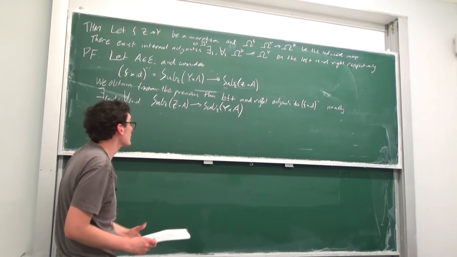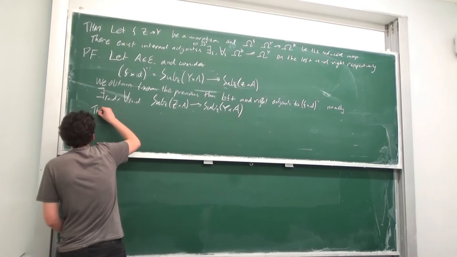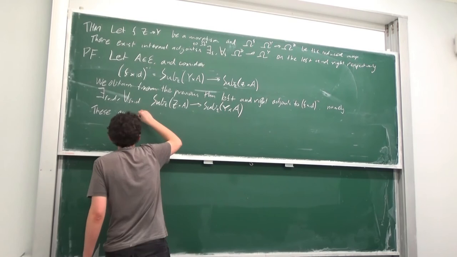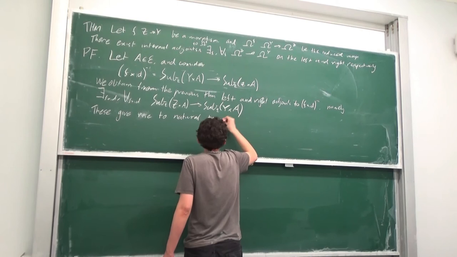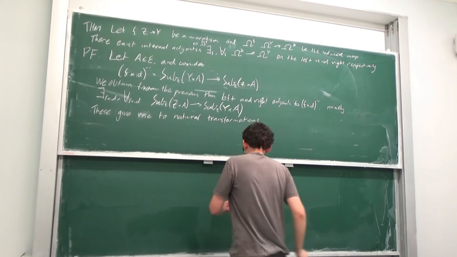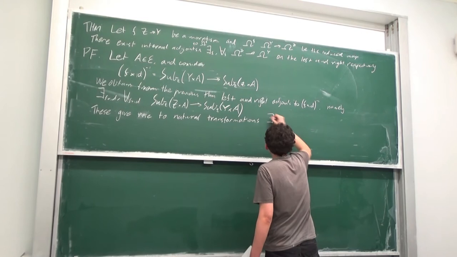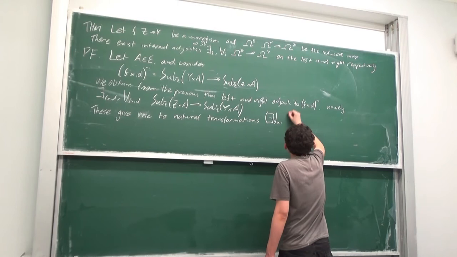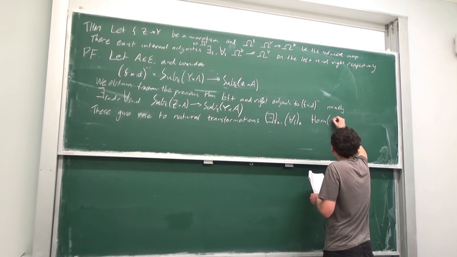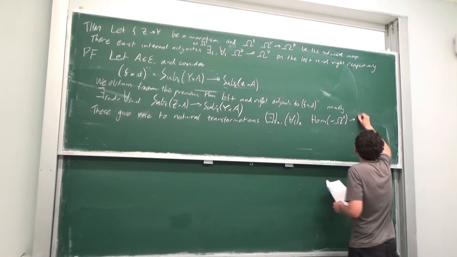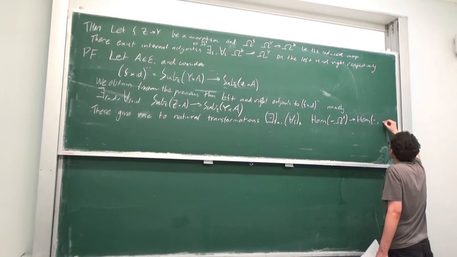So these are denoted by exists f star and for all f star, and they go from Hom(blank, Omega to the Z) and Hom(blank, Omega to the Y). Explicitly, these are the things that make the following commute.